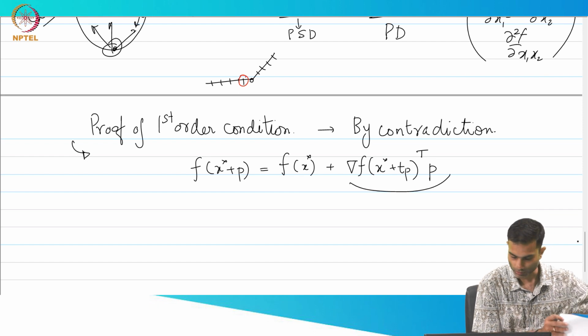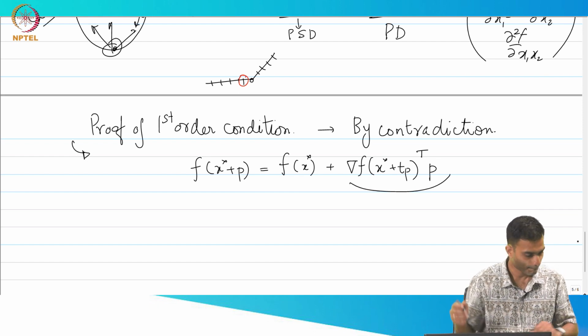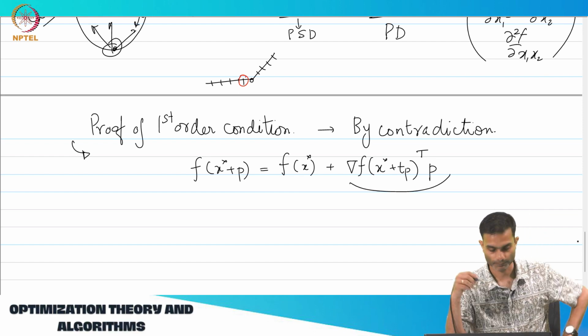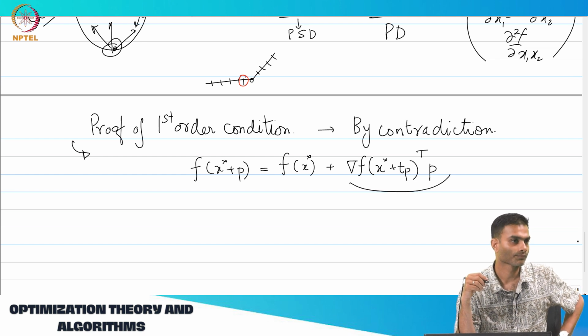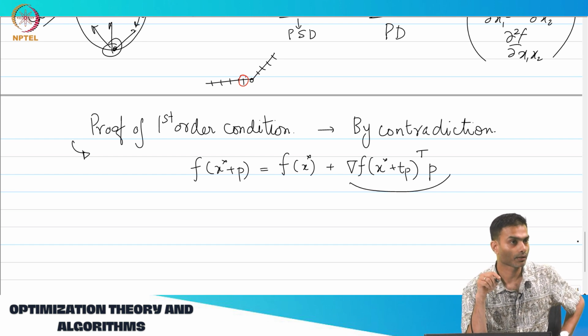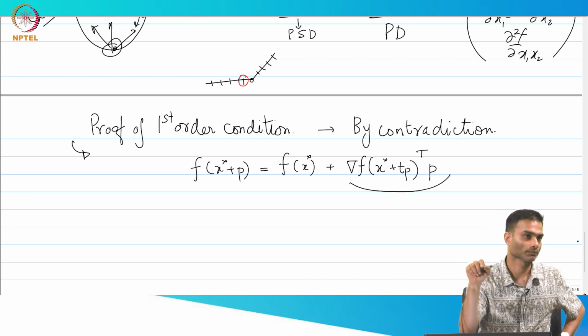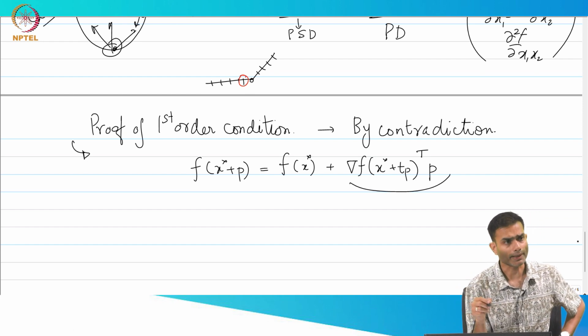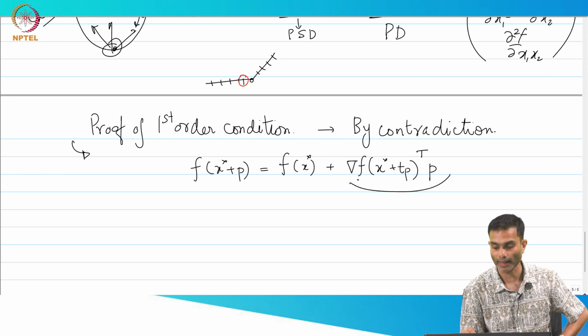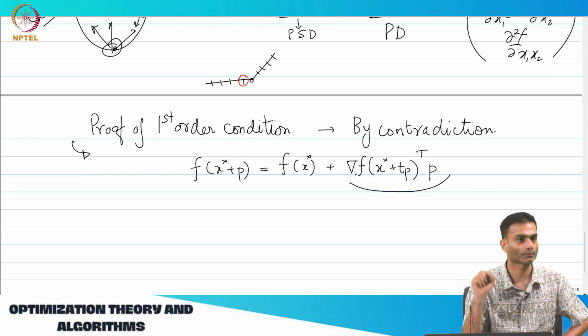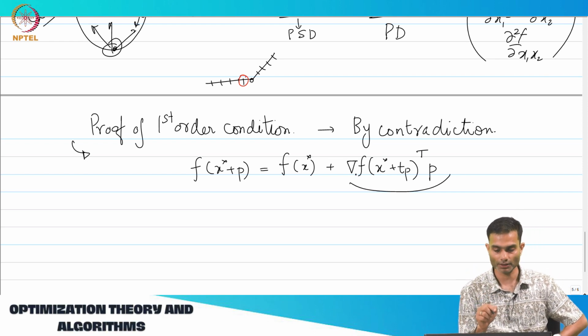Okay, so let's start. Yeah, in a direction. At x star it is of course 0, but notice this is grad f at x star plus tp, not at x star. Grad f of x star should be 0.